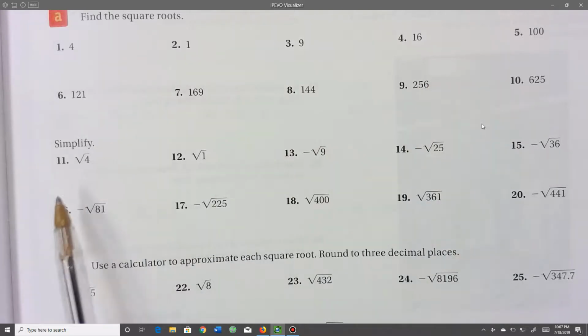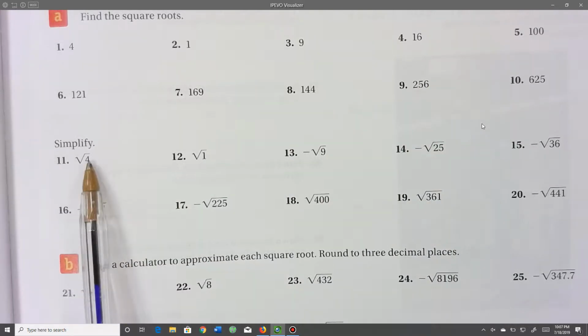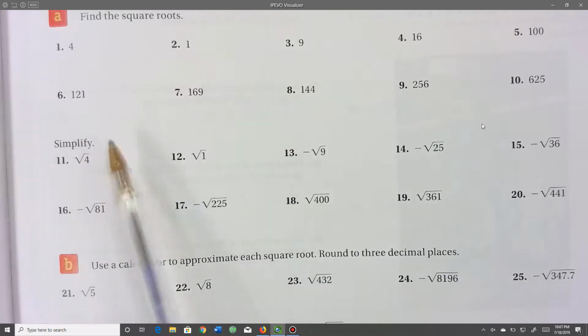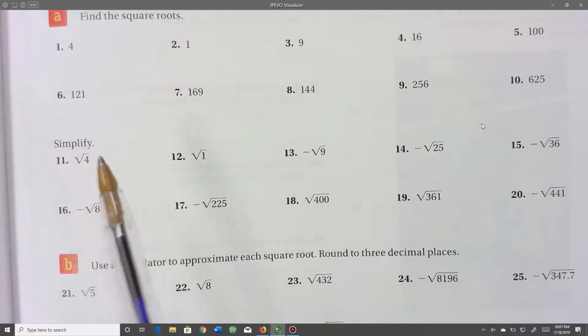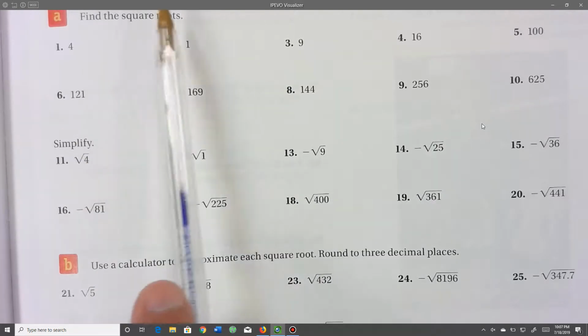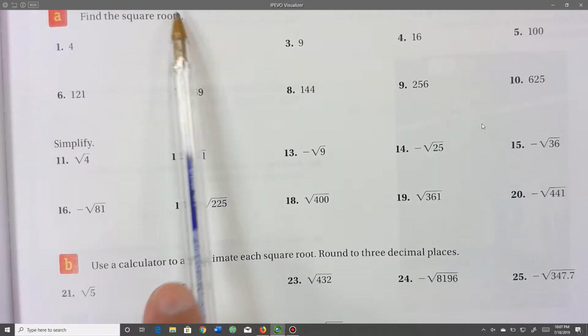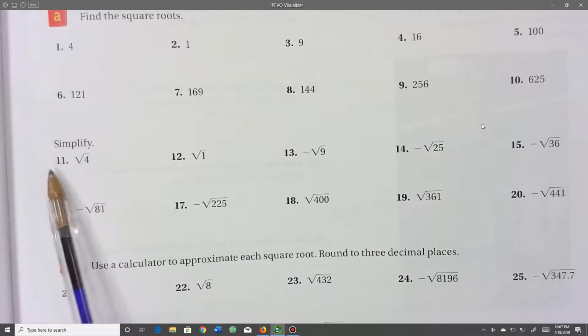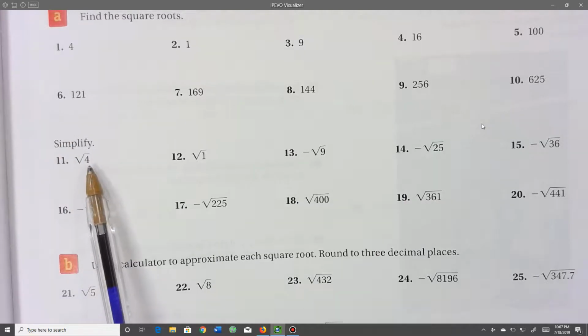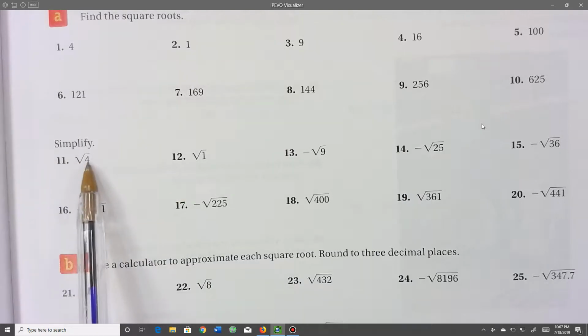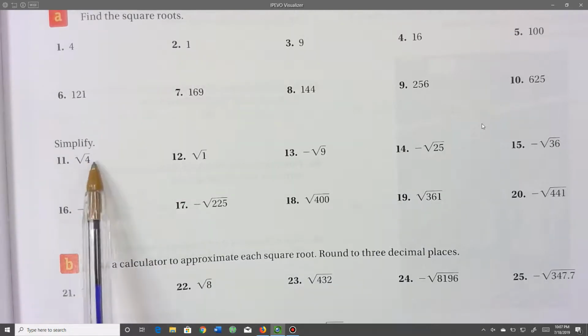Okay, so here we need to simplify. They're asking you for the square root of 4. Again, here they are not asking you for two roots. They're only asking you to simplify it. That means we assume that they're asking you for the positive root. So the square root of 4 is 2.